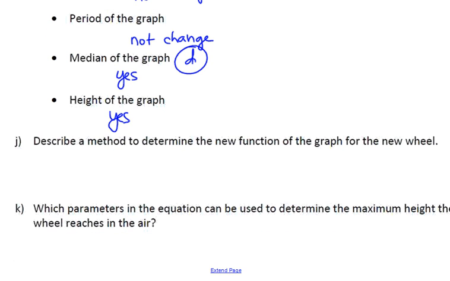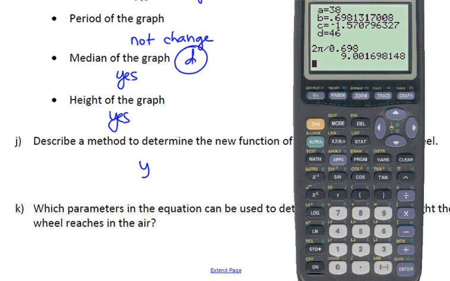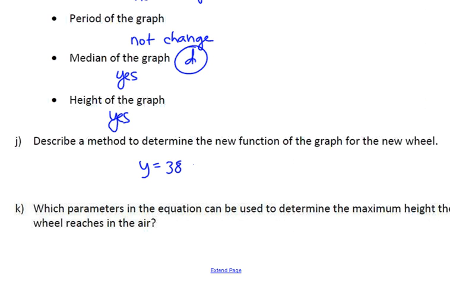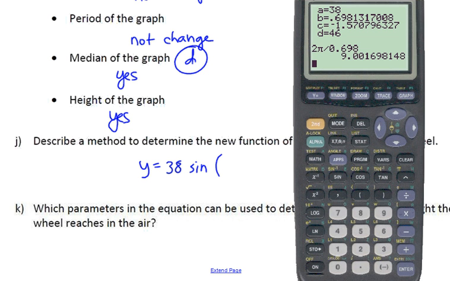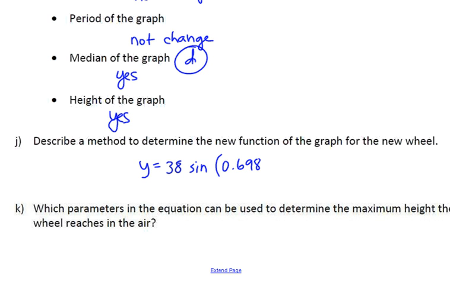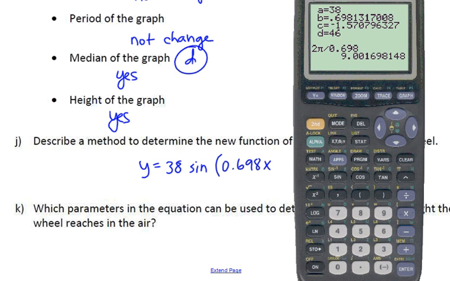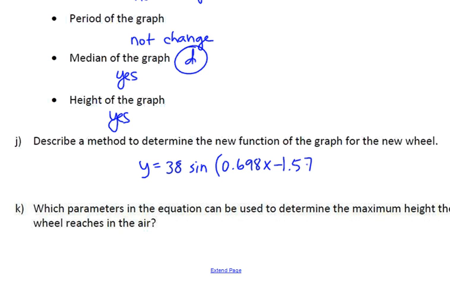So the new function of the graph, everything would be the same except for D. So our new equation would be y equals 38 sine, what is the B value? 0.698 x. The C would stay the same. What would be my new D value? Plus 47. Yeah, so this would change.